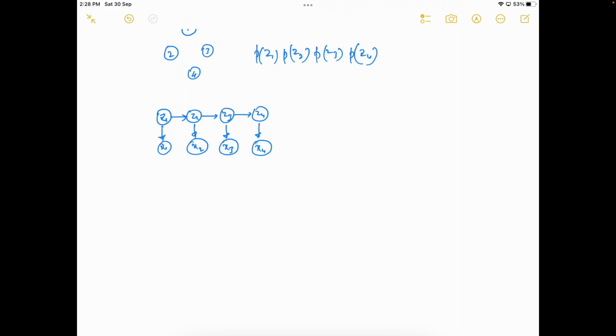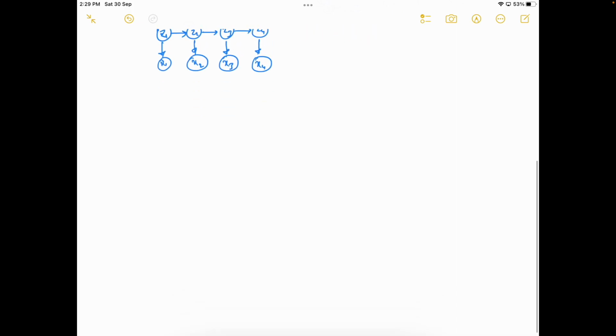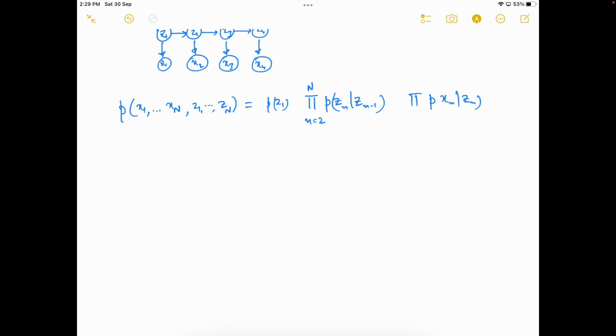And if you remember, we had written finally the joint PDF of an HMM, which is P of X1 to up to X capital N, comma Z1 to Z capital N. This is equal to P of Z1 into the product P of Zn given Zn minus 1, where n varies from 2 to capital N, times the product P of Xn given Zn, n varies from 1 to capital N.